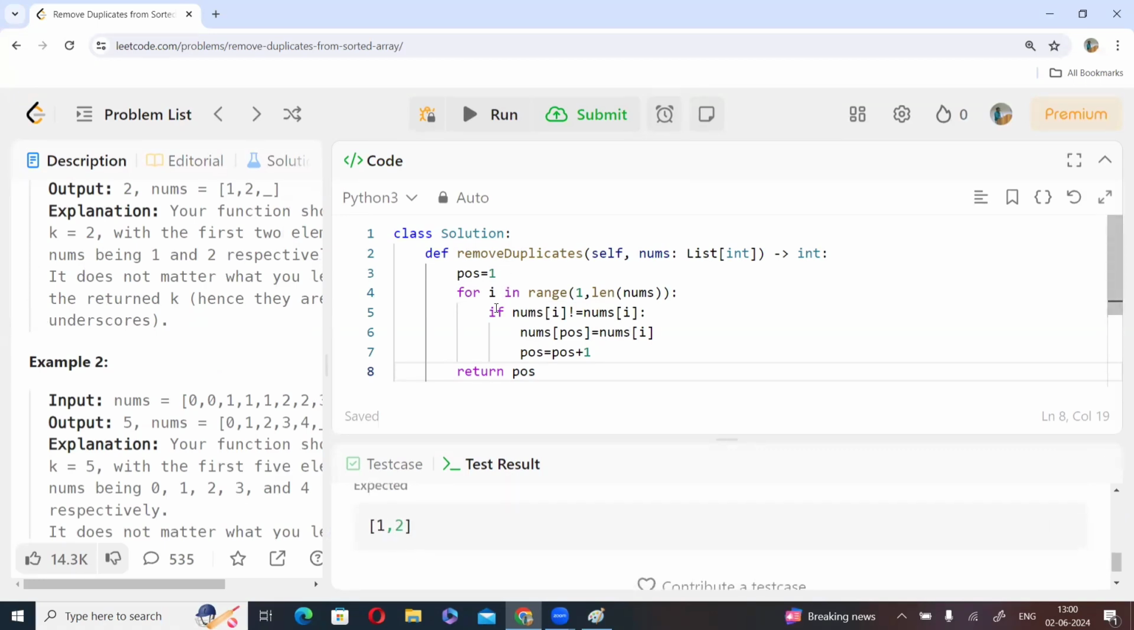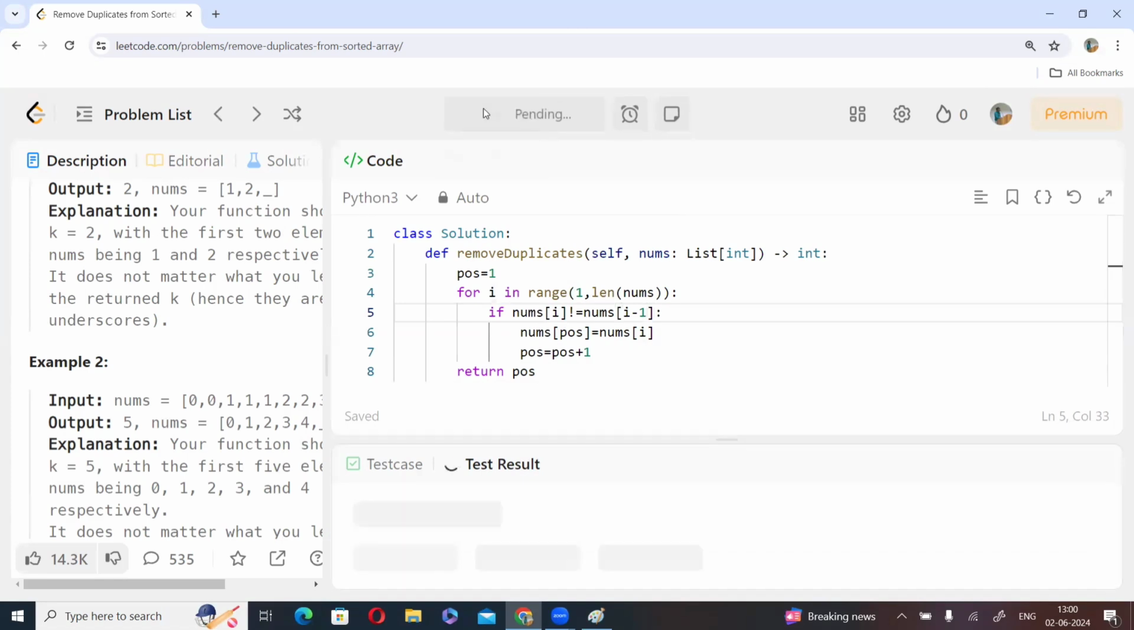Position is equal to 1. For I in range of, here this one, I forgot to write the previous one. Nums of I is not equal to the previous one, nums of I minus 1. Yes or no? Already in the paint, I had written the same thing. Okay, submit.